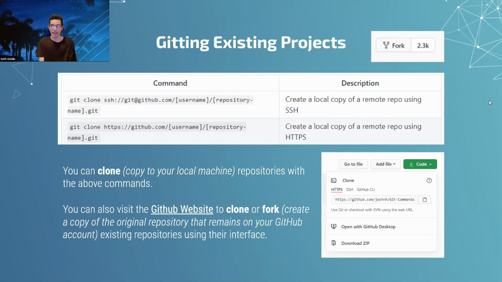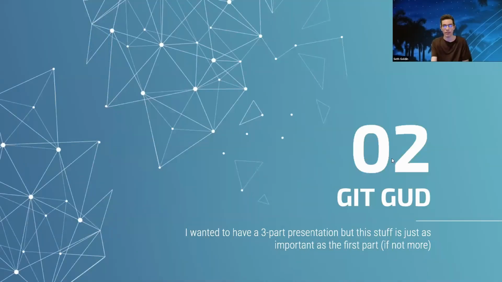Cloning, however, is the command line way of doing things, where basically what you do is create a local copy of a remote repository, whereas forking leaves it on the cloud still, but it's your cloud instead of theirs. And that's done through the GitHub website. You can also download the zip file if you really want to, which is the third way. So part 2, let's get good at this.